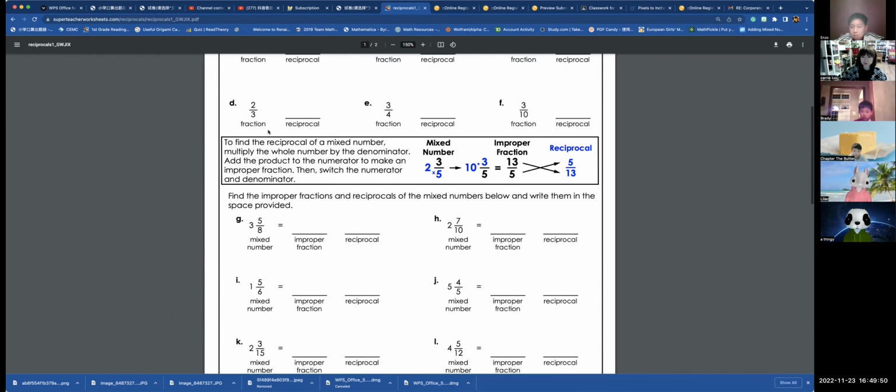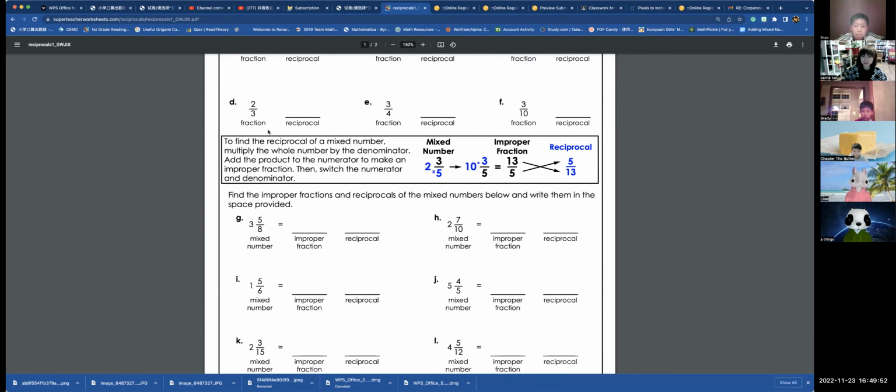So let's take a look at this one. So we have I, J, K, L. So 1, 2, 3, 4. 4 questions. Okay, boys and girls, your turn. So 1, 2, 3, 4. Please find it.